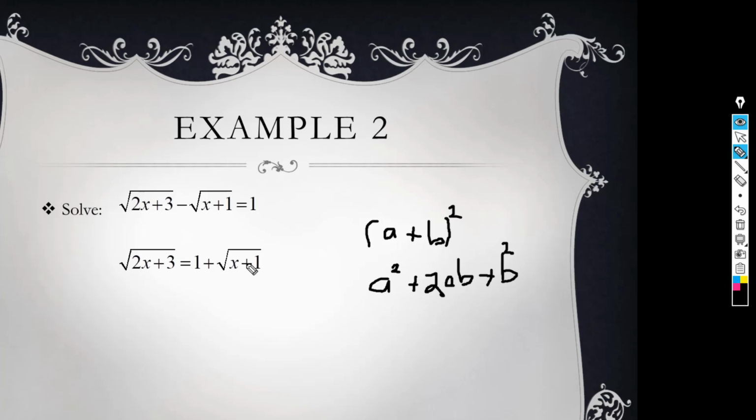Okay, and that's what you do here. So the 1 represents the a, and the square root of x plus 1 represents the b. Okay, so squaring this side will just give me 2x plus 3. Squaring the left side will just leave you with 2x plus 3. And then on the right side, if I treat this as a binomial, the first term is 1, the second term is the square root of x plus 1.